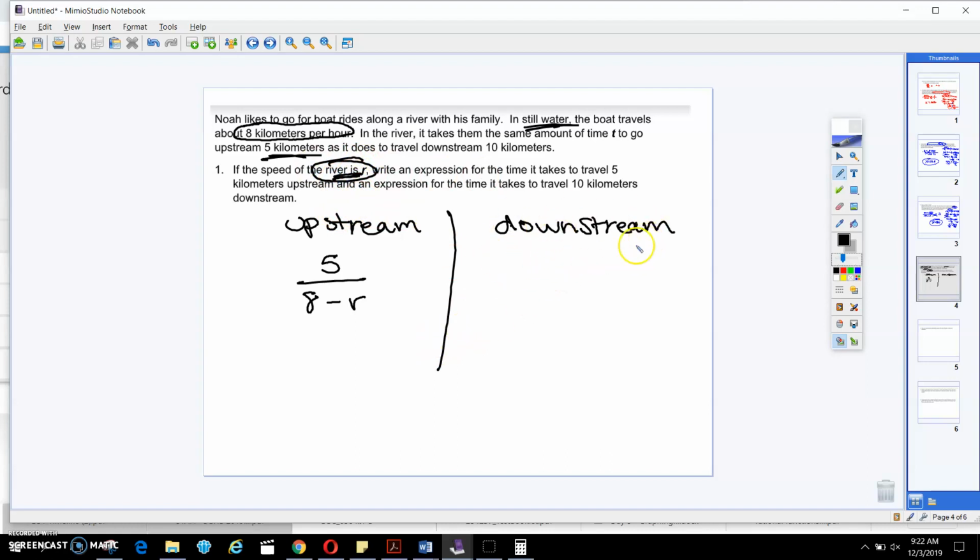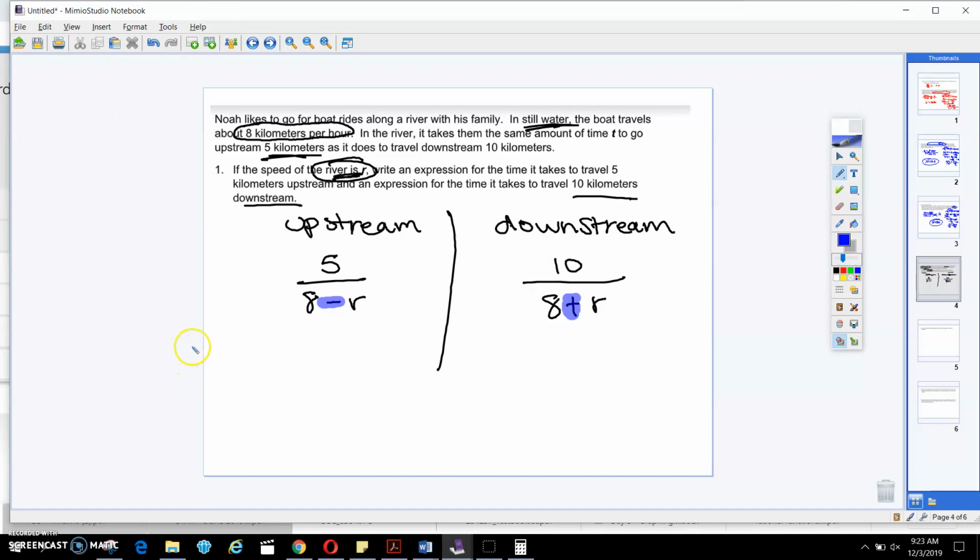Now, if we're traveling downstream, we're going to use that 10 kilometers downstream over 8 plus r. Because remember, it's easier to travel downstream, right? So we're following with the current when we go downstream. That's why the upstream is negative. So somebody noticed there's a negative here, there's a positive here. All right, everybody okay on that so far?